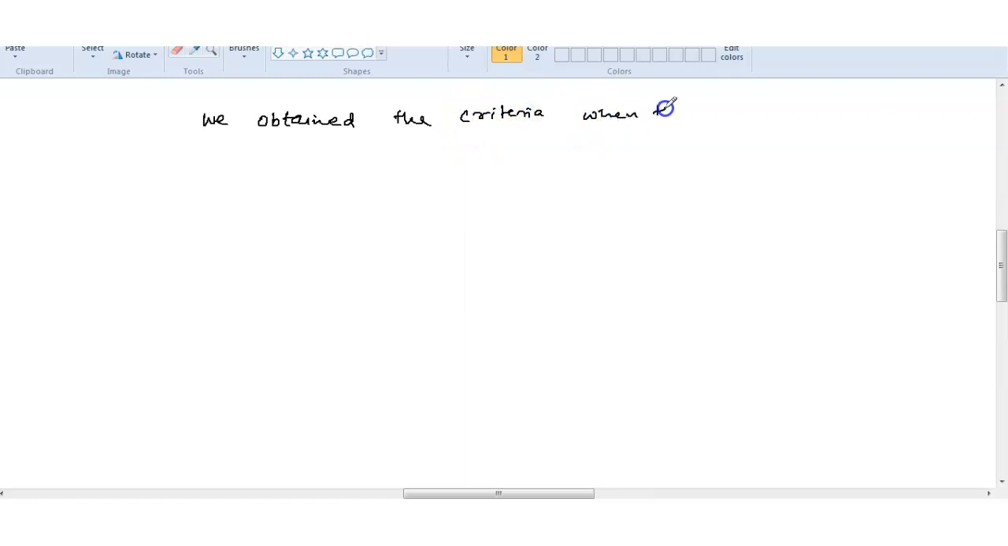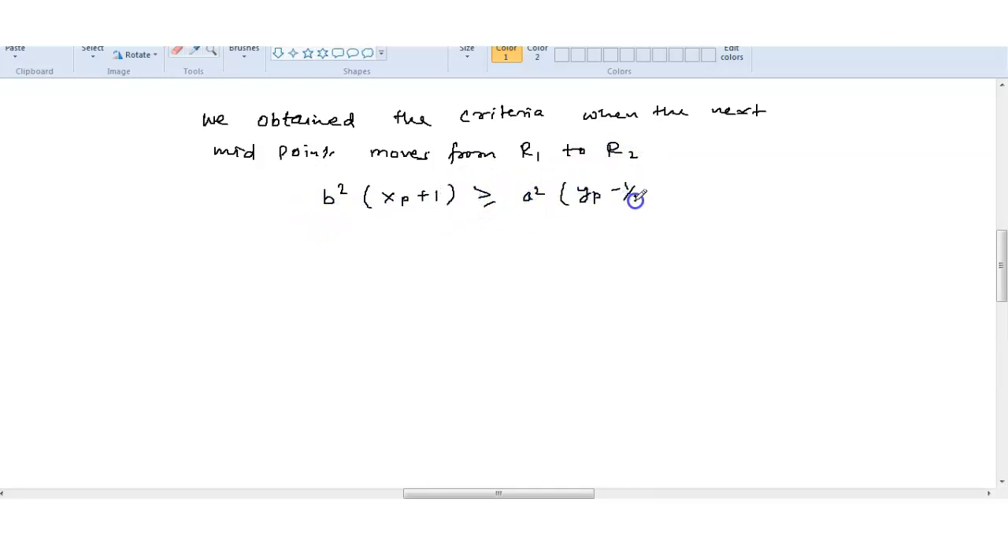When the next midpoint moves from region R1 to R2, by using this: b square (xp plus 1) is greater than or equal to a square (yp minus half) at the midpoint. So if these conditions hold, then we can switch from the region R1 to R2.